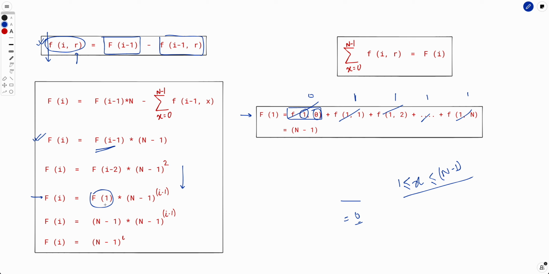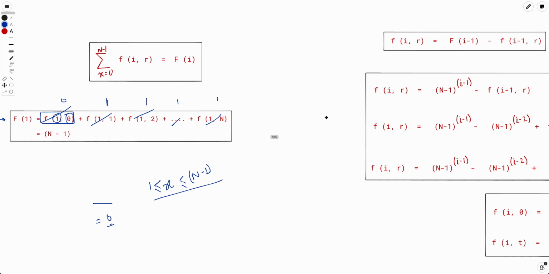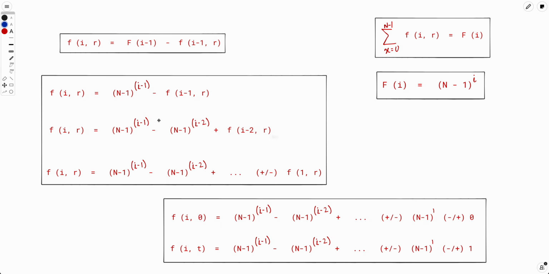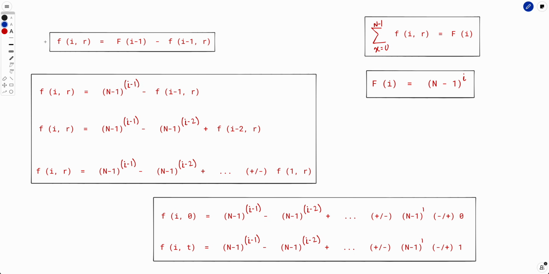Now if you just substitute F of 1 here, this entire thing would become F of i is equal to n minus 1 to the power i, right? Notice we just found out capital F of i, but we actually have to find out small f. So finding out small f is relatively straightforward. This was the recurrence for small f, capital F of i minus 1 minus small f of i minus 1 comma r, and this is what we have just found out for the capital F value, right?